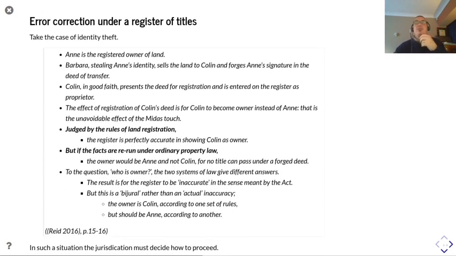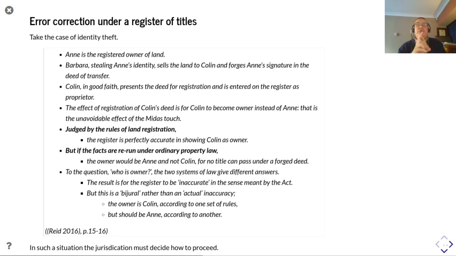And so how do we resolve errors under a register of title? So again, getting back to that identity theft between Anne and Colin. Colin presents this deed for registration. It's entered on the register as proprietor. So the effect of registration of Colin's deed is for Colin to become the owner instead of Anne, and that is now indefeasible. It's the unavoidable effect of a Midas touch. By the rules of land registration, the register is perfectly accurate in showing Colin as owner.